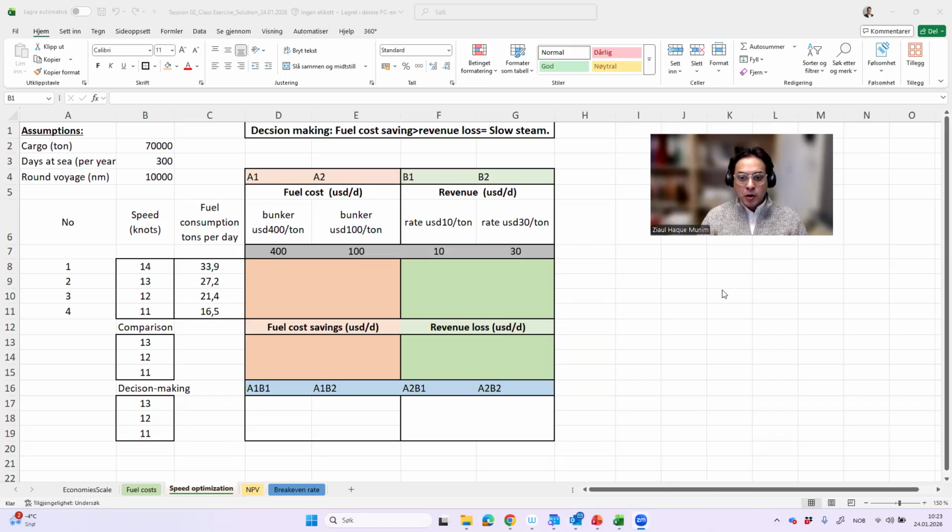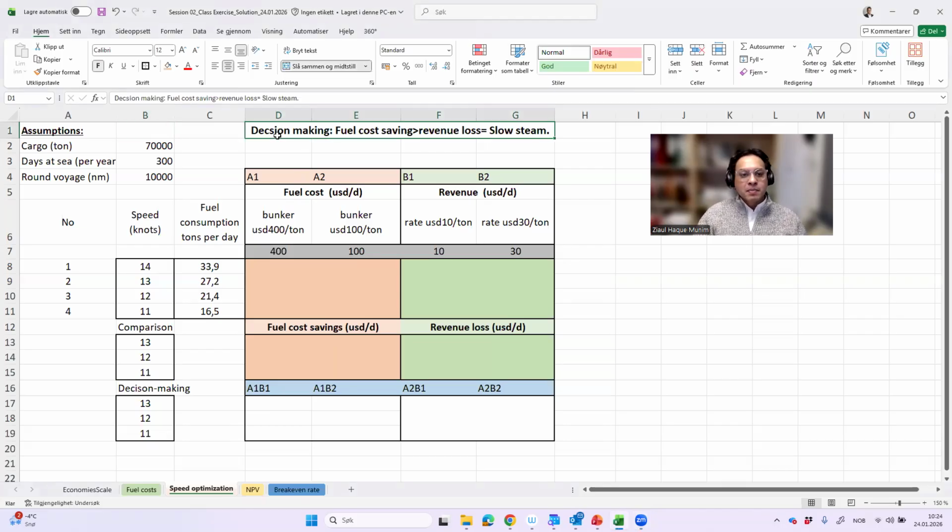And in this video, I'm going to show you a speed optimization context in shipping, considering fuel price and revenue, freight rate. Okay. So we have a trade-off in general with the fuel cost saving and revenue loss depending on the speed of the vessel and the freight market, right? Depending on the bunker price and the freight market.